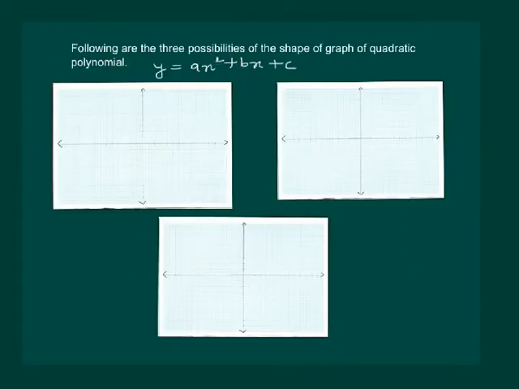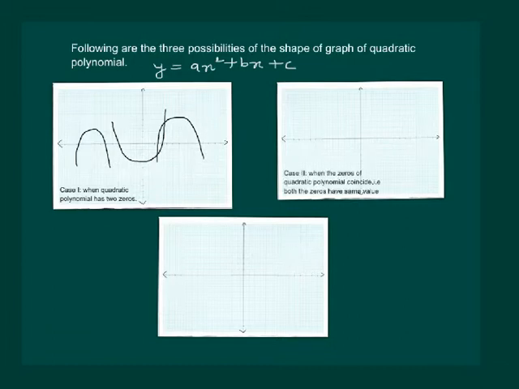Let us look at the possibilities of the graph of a quadratic polynomial y equal to ax square plus bx plus c. The first case would be when the quadratic polynomial has two zeros, then the graph will cut the x-axis at two points. It can be any of these.